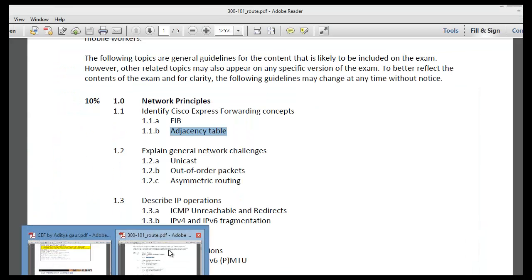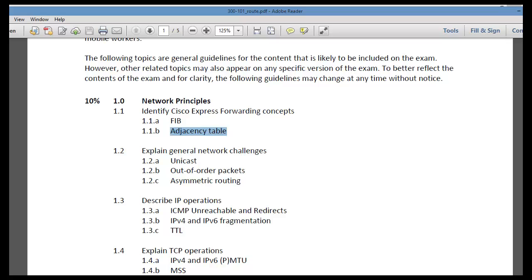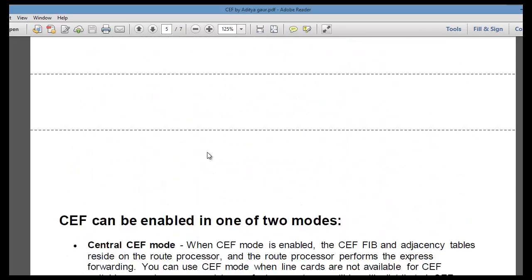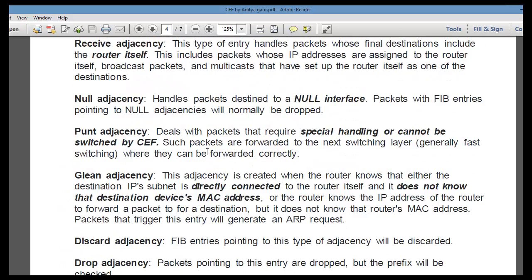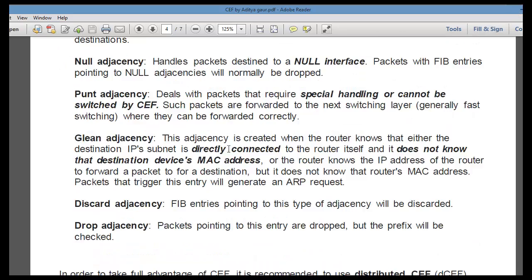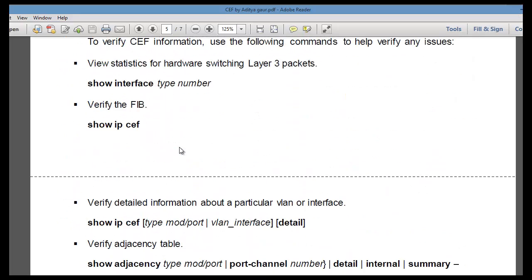These things I have already described in the PDF file. You can go ahead and find the adjacency table and the detail of adjacency. So this is the first thing that we can describe: Cisco Express Forwarding is working.